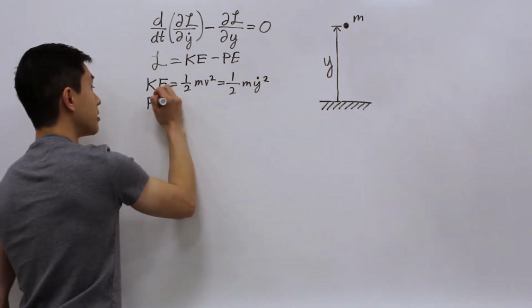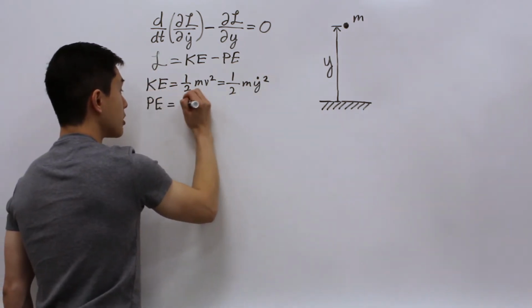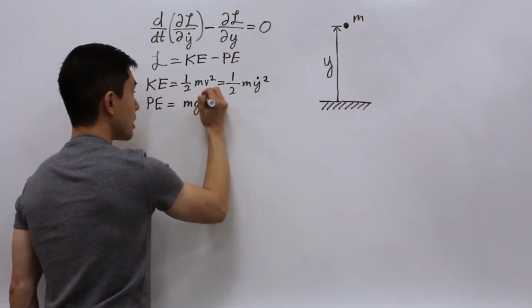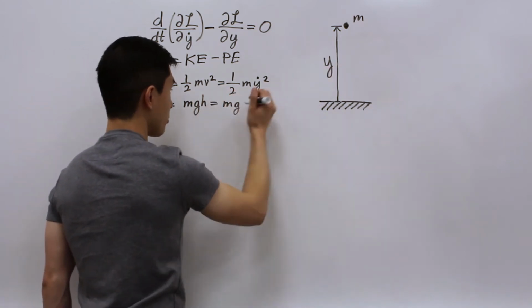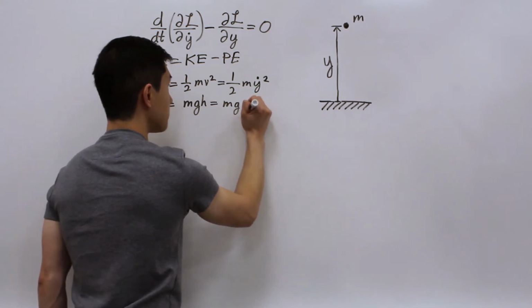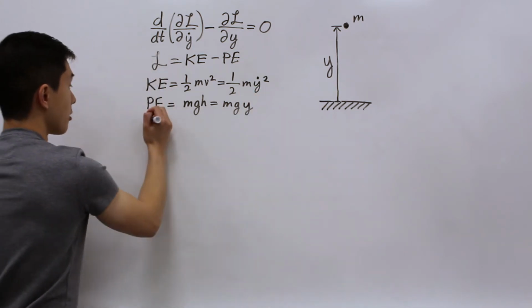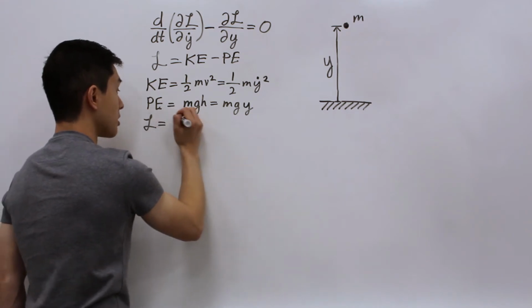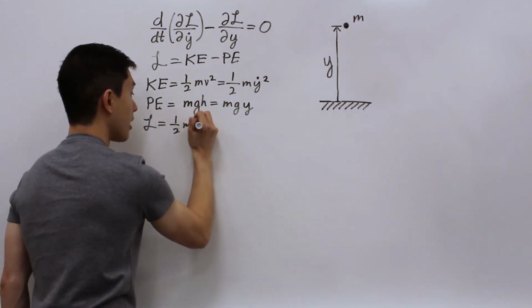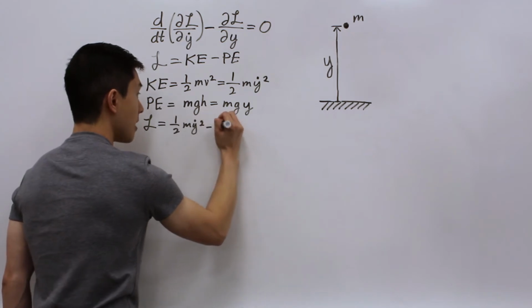To find the potential energy of the system, we just use the equation mgh. And in this case, h is just going to be y, as that's the generalized coordinate we're going to be using. To find the Lagrangian, we just put the kinetic and potential energies together. So it's going to be 1/2 m y dot squared minus mgy.